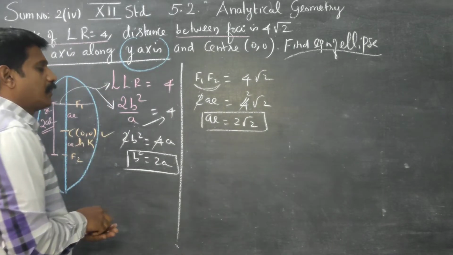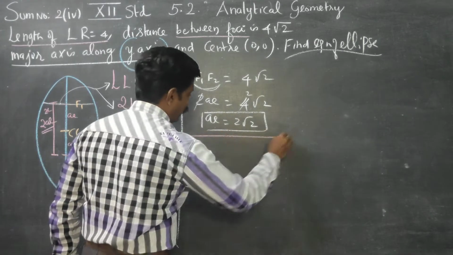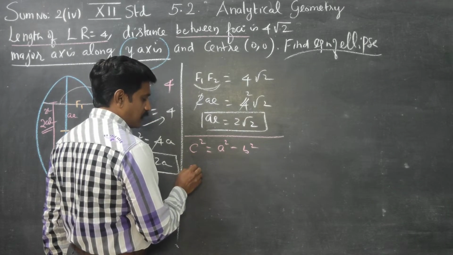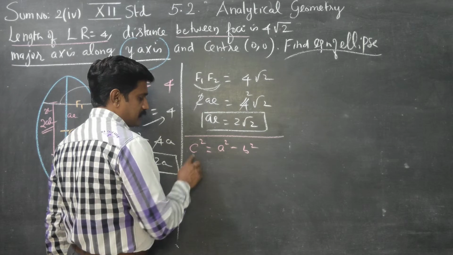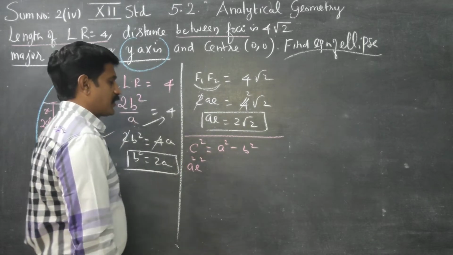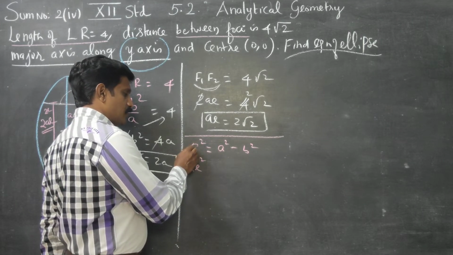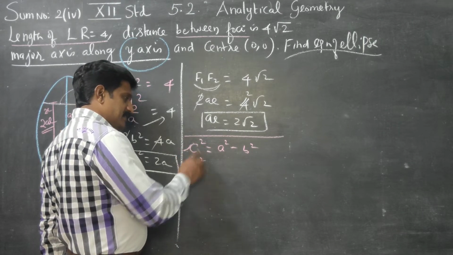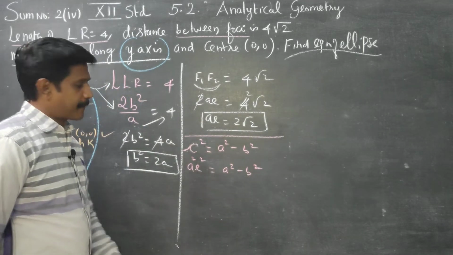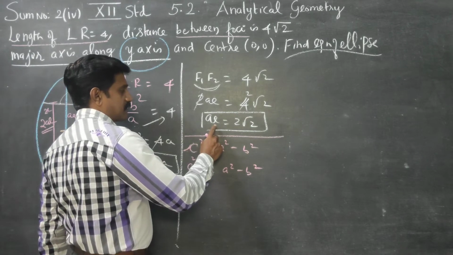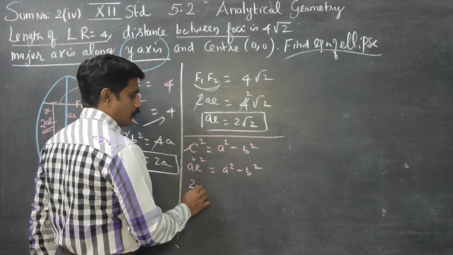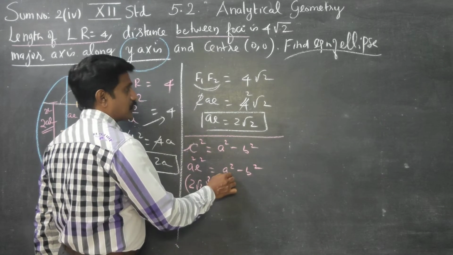What is my c square formula? c square is equal to a square minus b square. c is also called AE. Therefore, c square can be written as a square e square. So a square e square is equal to a square minus b square. The answer for a square e square is already given. If you square it, 2√2 whole square is equal to a square e square.